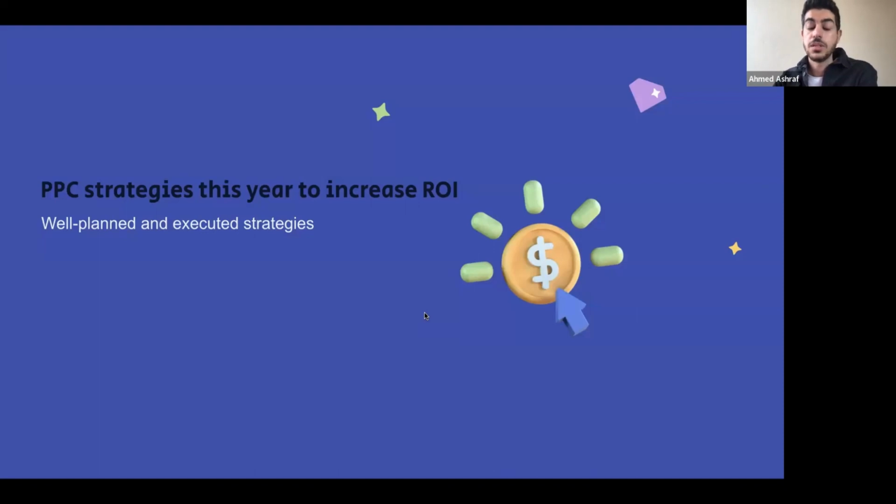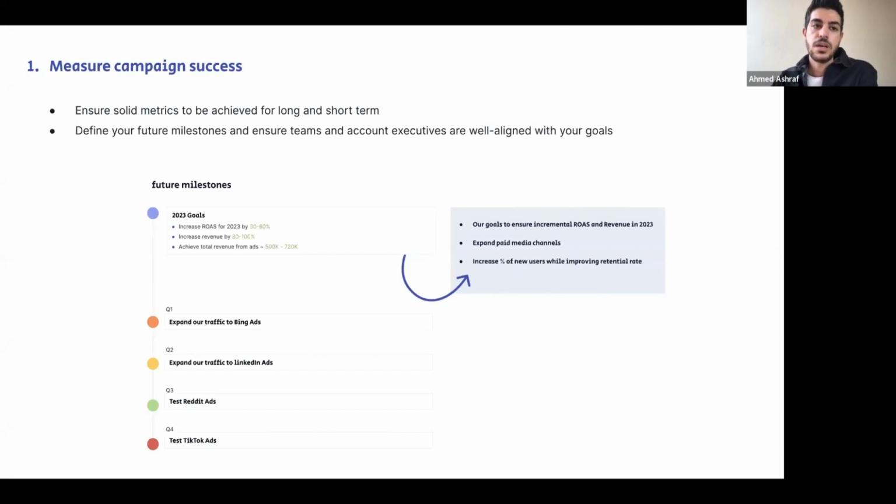Starting towards PPC strategies for this year and how you would be able to increase the return on investment. We broke this down into 4 parts. First part is measuring campaign success and how you can actually ensure you're doing well, or even growing, in terms of paid ads or marketing. The concept here is you build solid metrics and KPIs that you want to achieve in terms of long-term and short-term. So you're not just running ads or doing paid marketing efforts without aligning what you want to get in the short and long run. By defining your future milestones, you will ensure what you want to implement in each quarter. This is tailored based on your needs.